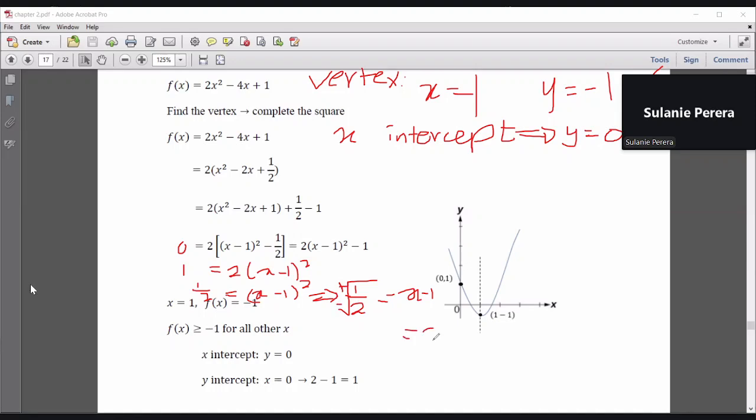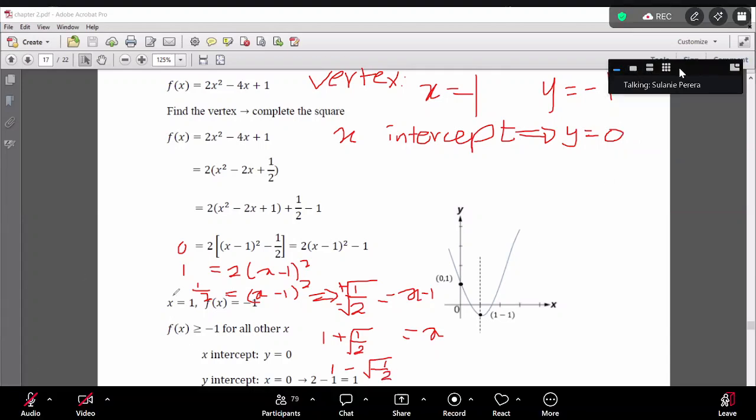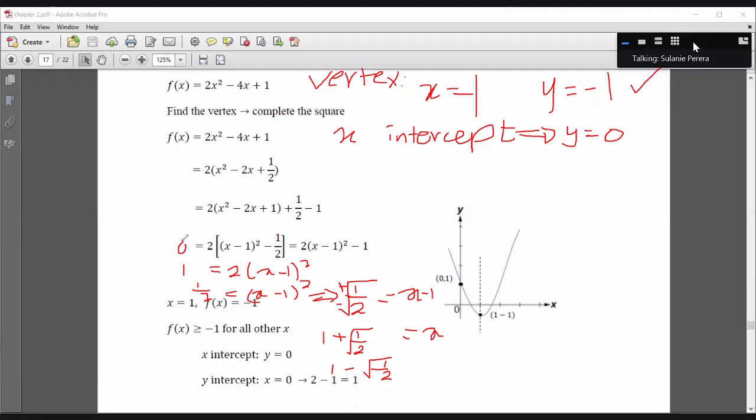Right, so x will be equal to, you add 1. 1 plus square root of 1/2. And the other term will be 1 minus square root of 1/2. So those are the x-intercepts. So how do you find the x-intercept? You plug in y equals 0.